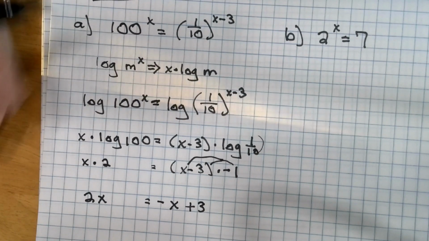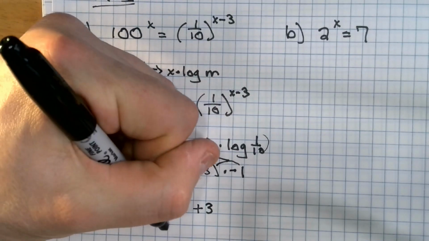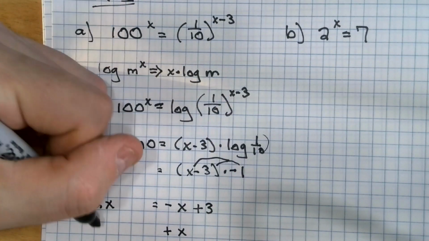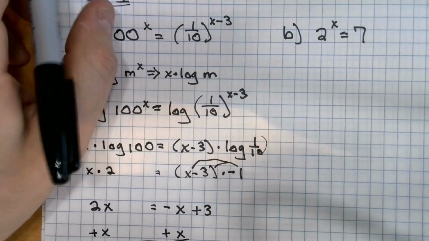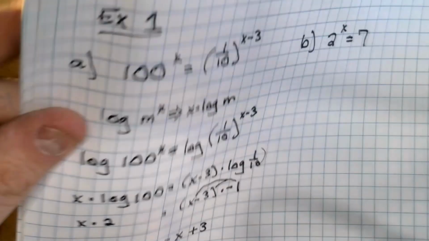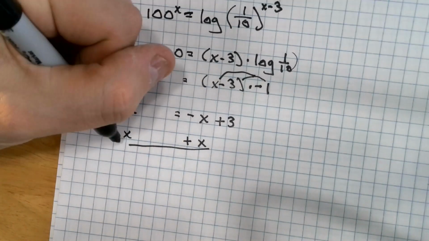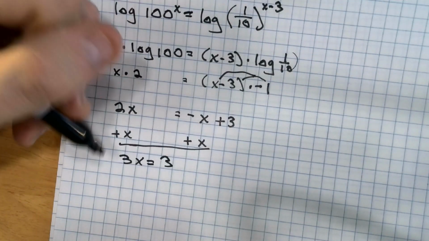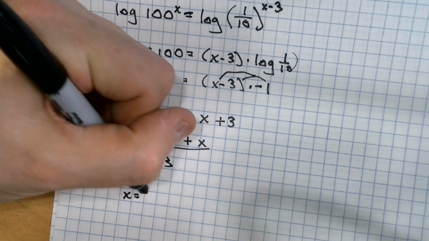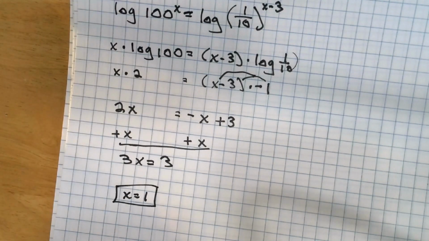Now you can see what we have is a two-step equation. So I'm going to add x to both sides. And let me move this up a little bit here. And once I add x to both sides, we end up with 3x equals 3. Divide by 3, x equals 1. And there is your answer.